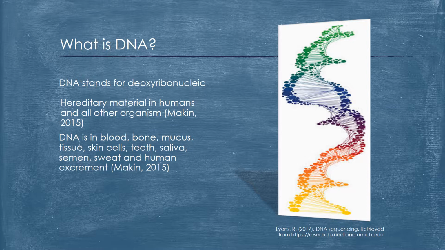It is quite interesting that DNA can be found in quite a few places, such as blood, bone, mucus, tissues, skin cells, teeth, saliva, semen, sweat, and human excretion. Most people possess in each cell 23 pairs of chromosomes, half from paternal sources and half from maternal sources. When examined at a genetic level, it will reveal a sequence of nucleotides that represents the DNA.